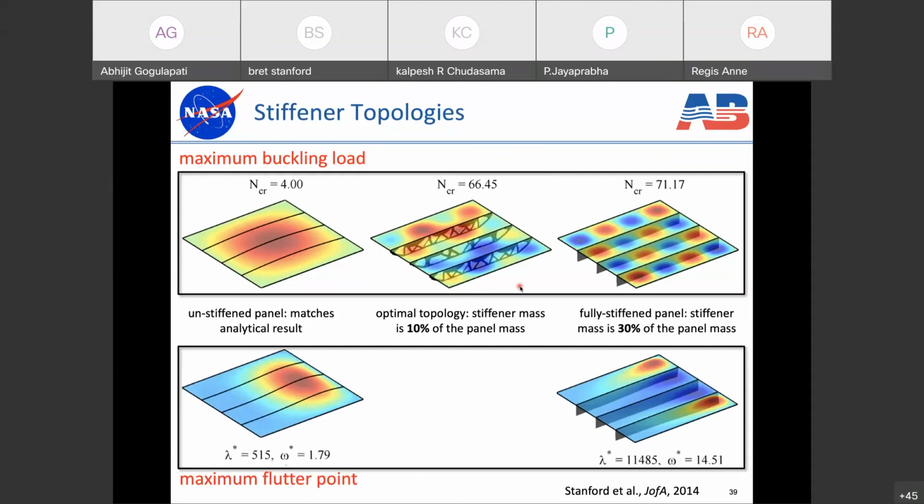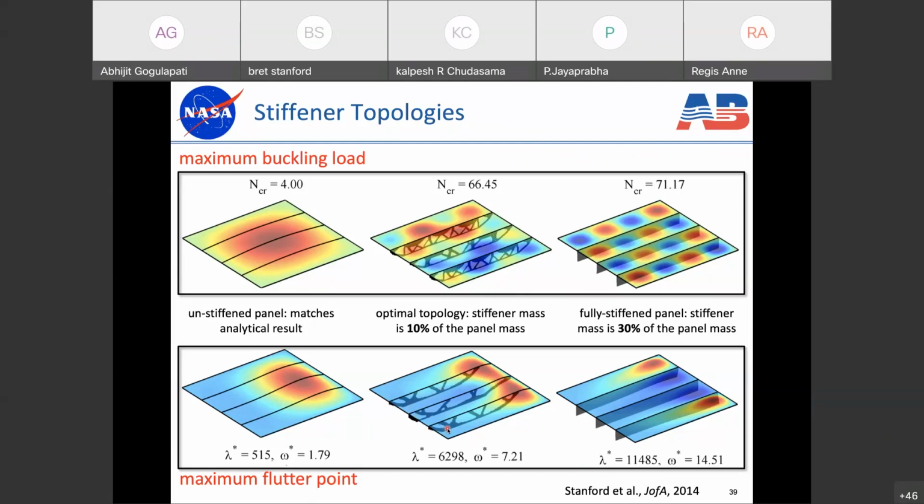Then we can repeat the exercise with flutter. And so I'm showing the flutter mode for this square panel. It's got a non-dimensional dynamic pressure of 515. And then if I add stiffeners underneath, I get a non-dimensional dynamic pressure about 20 times higher. And you can see the flutter eigenmode has changed pretty substantially as well. And then, of course, finally, we use topology optimization to find the maximum flutter speed. And we get a topology which looks like this. We have a fairly complicated distribution of topology within those stiffeners.